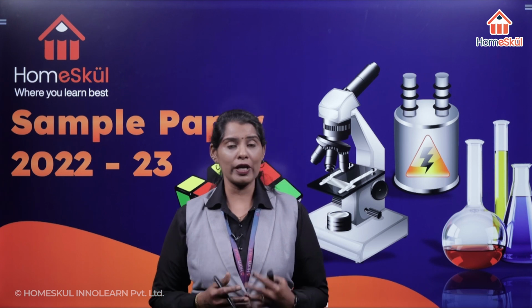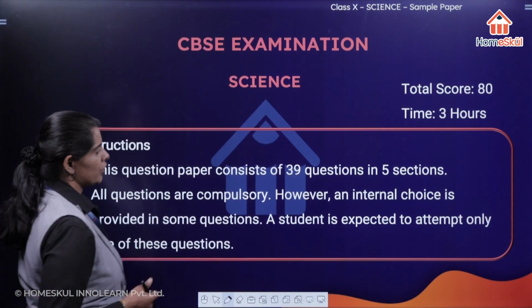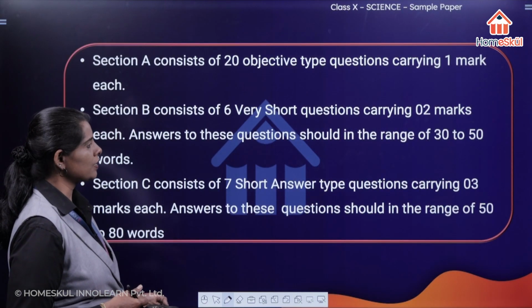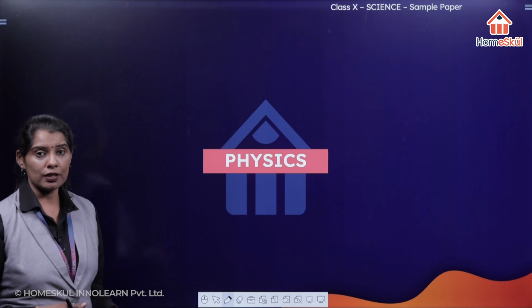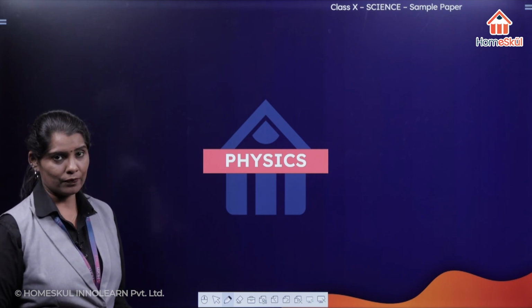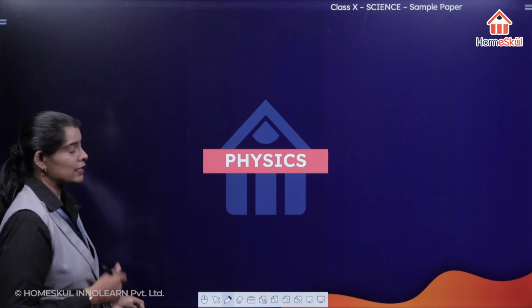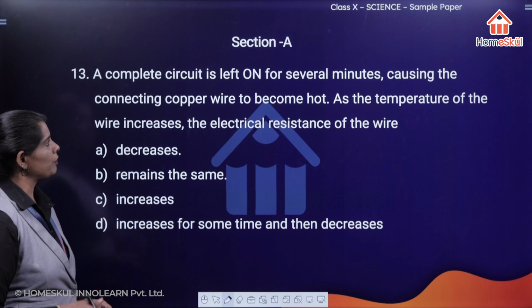Now, when it comes to the question paper, you are already aware of the instructions, wherein you will have 5 sections, which include MCQ questions, assertion-based questions, then 2 marks, 3 marks, 4 marks and 5 marks questions. Okay, so let us start with the physics questions. Question number 13 from the sample paper.